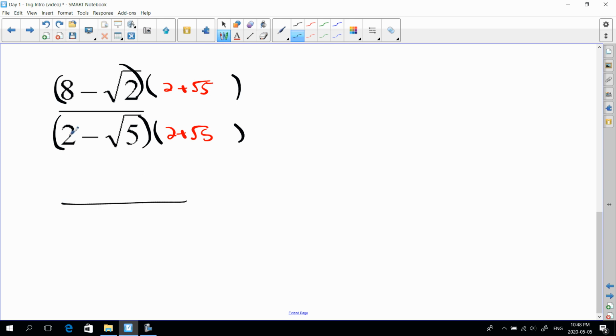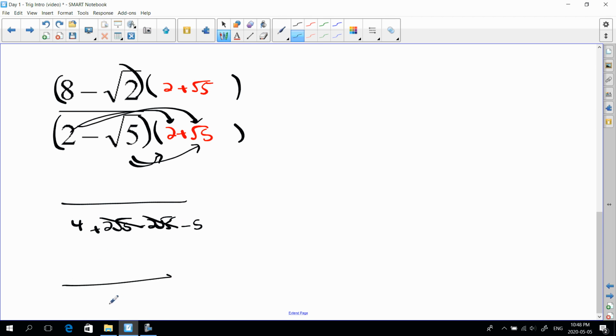So check this out. 2 times 2 is 4. That's 2 root 5. That's minus 2 root 5. And this is minus 5. So those go away. I'm left with a 4 minus 5, which is -1 in the bottom.